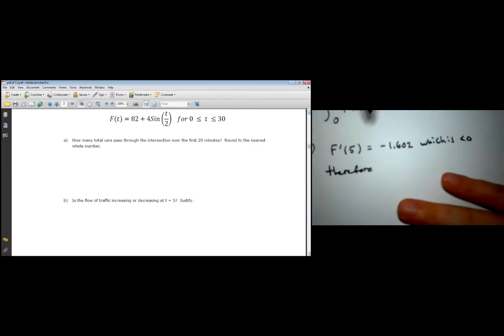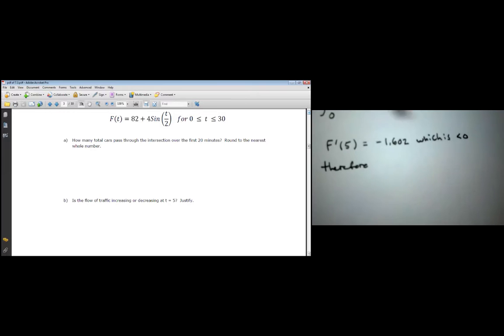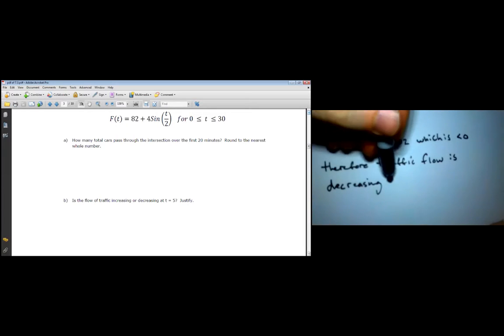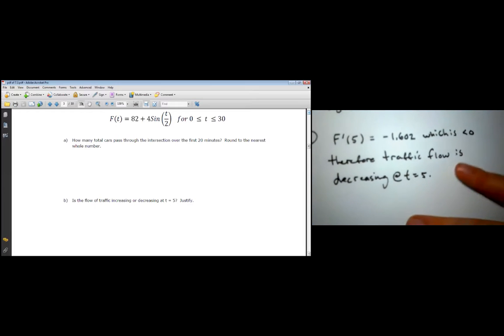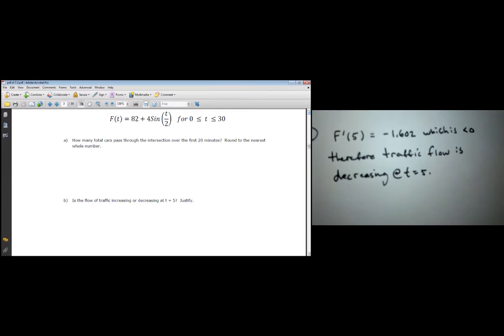Therefore, what? We want to write a conclusion. Therefore, traffic flow is decreasing at t equals 5. Does that make sense, guys? Yep. Okay.